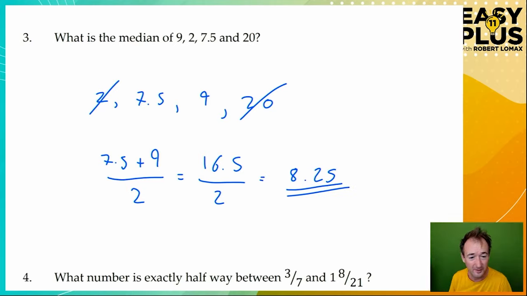And now it's as simple as that. And we should just check that we haven't made some mistake by imagining this value in our list of numbers up here. So if we want to put it in that gap, is 8.25 about halfway between 7.5 and 9? And we can see that it is. And in fact, if we think about it a bit more, 7.5 to 8.25 is 0.75, and 8.25 to 9 is also 0.75. So this is indeed the correct answer.